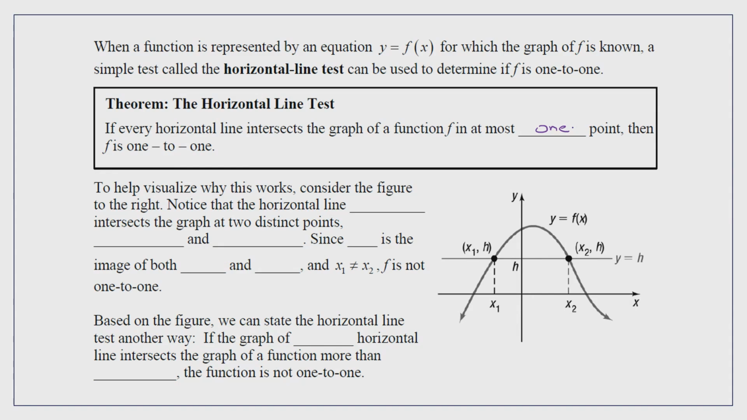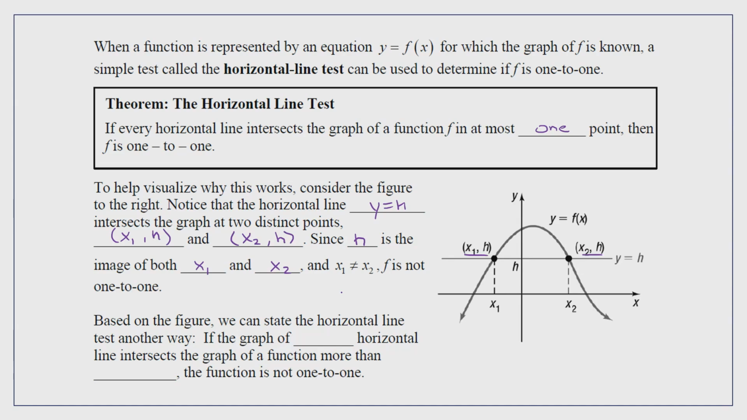To help visualize why this works, consider the figure to the right. Notice that the horizontal line, y equals h, intersects the graph at two distinct points. The first point is (x1, h), and the second point is (x2, h). Since h is the image of both x1 and x2, and x1 does not equal x2, f is not one-to-one.